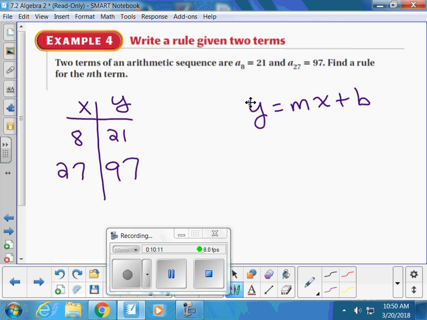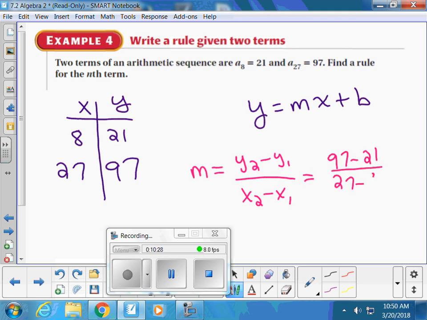We need the slope and we need the intercept. Which one should we find first? The slope. Definitely the slope. So we actually did the slope formula this year, not too long ago. y2 minus y1, x2 minus x1. So let's do 97 minus 21, 27 minus 8.